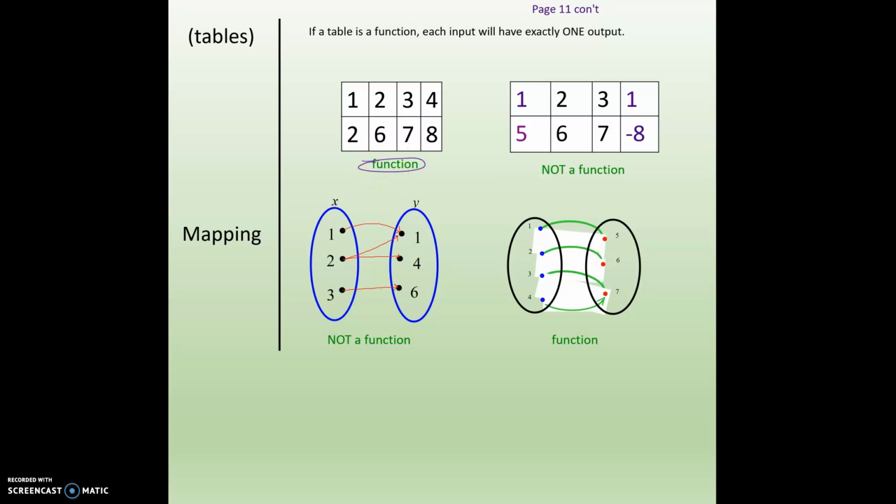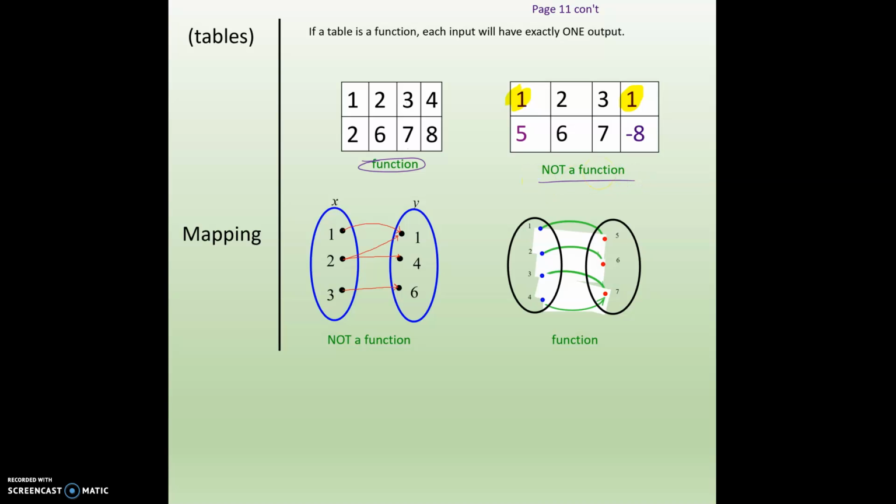Now the second one over here, it has the 1 in the x position down twice. That automatically makes it not a function. If it goes down twice, it will not be a function.